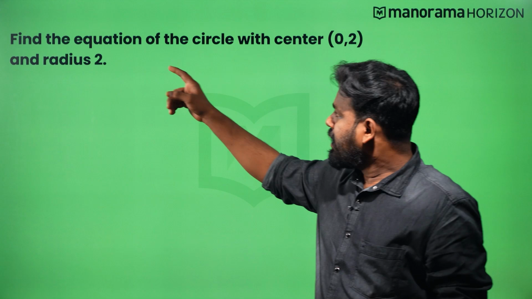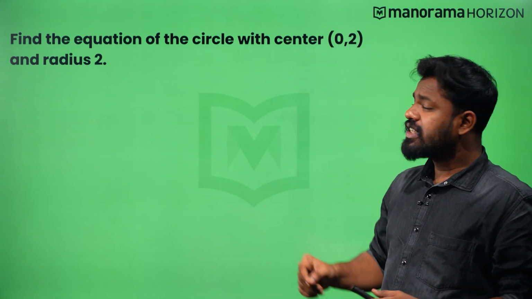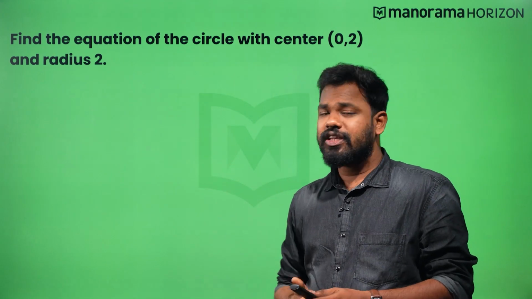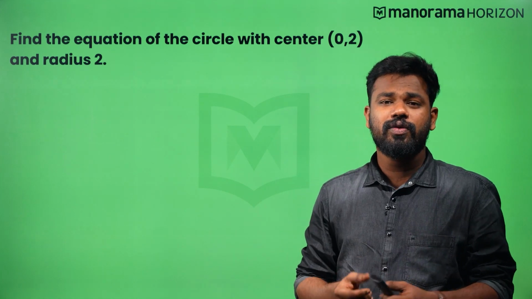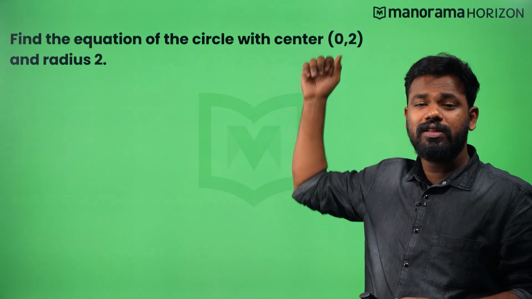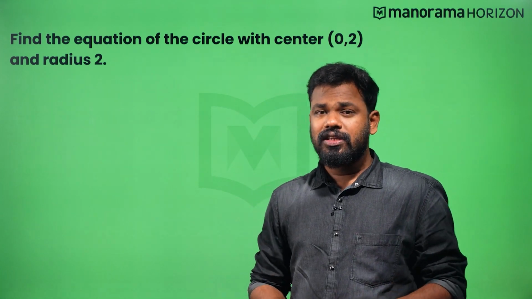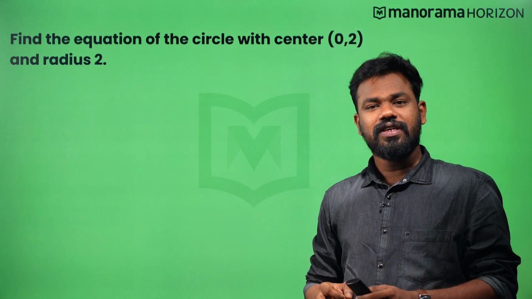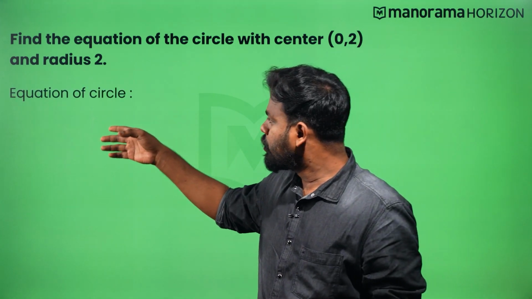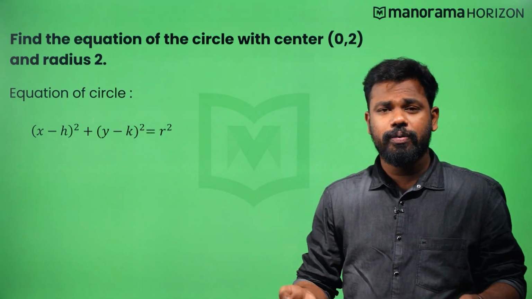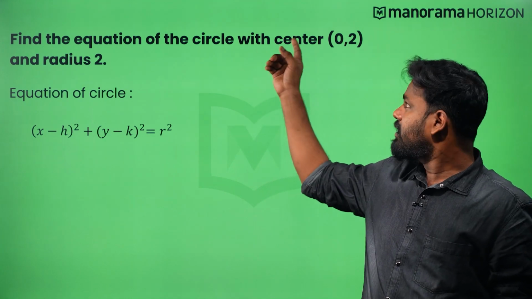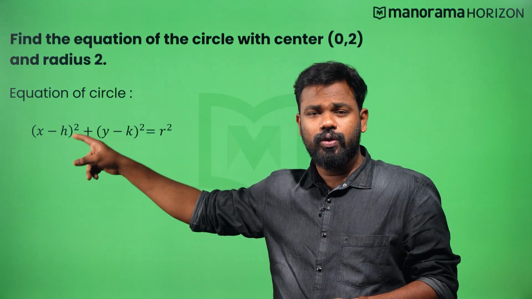Now, find the equation of a circle with center (0, 2) and radius 2. So they're giving us a question to find the equation of the circle with what? The center as (0, 2) and the radius as 2. We know the general equation of a circle, we have just studied that. That is (x minus h) the whole square plus (y minus k) the whole square equals r square. Putting in (0, 2) here, that is h is 0, k is 2.